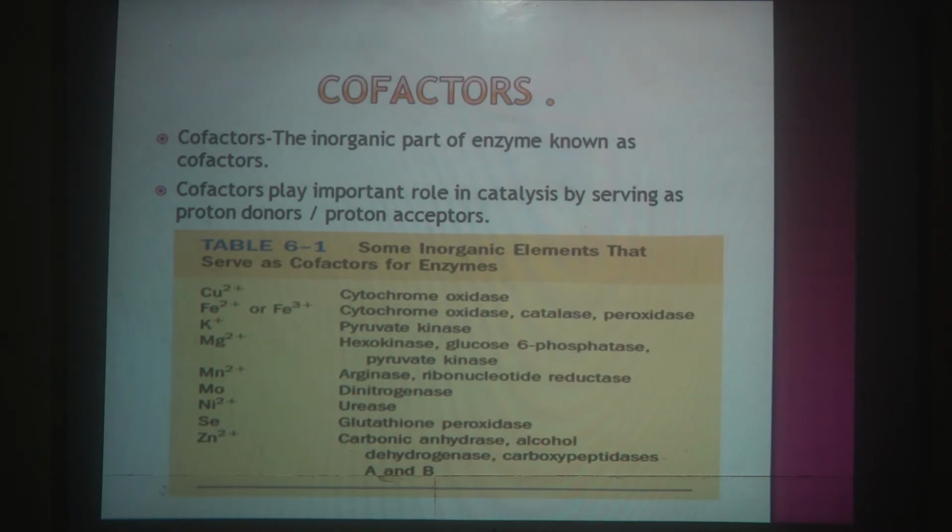When the cofactor is absent, the enzyme cannot work. So this is required for the functioning of the enzyme. This is the table. These are the examples of cofactor: copper, iron, potassium. Copper is required for the enzyme called as what? Cytochrome oxidase. These are the enzymes of electron transport chain. Understood? Cofactor is what? Inorganic part of enzyme and which functions as proton donor or acceptor. And when the cofactors are absent, enzyme cannot work. It is essential for the functioning of the enzyme.